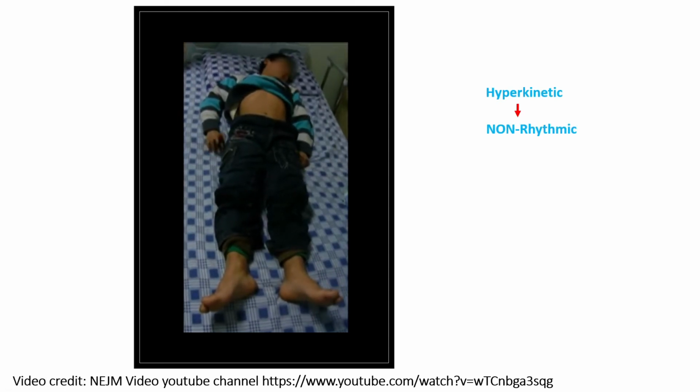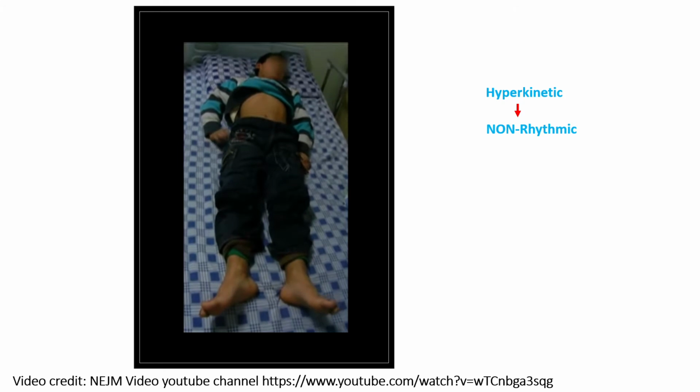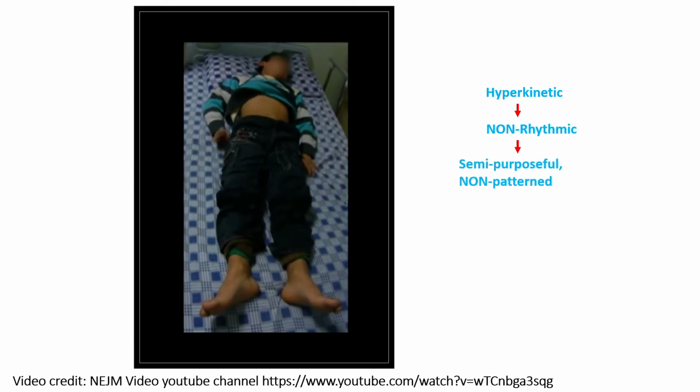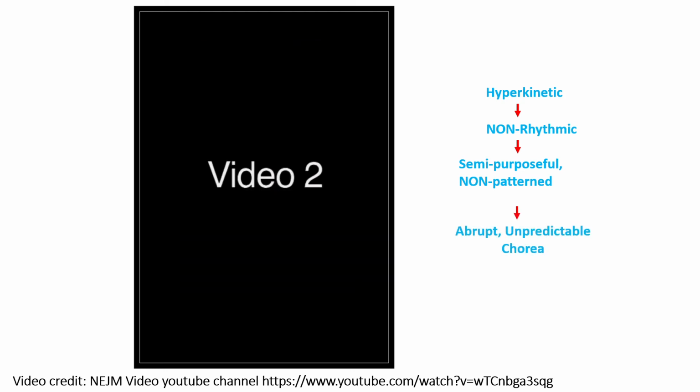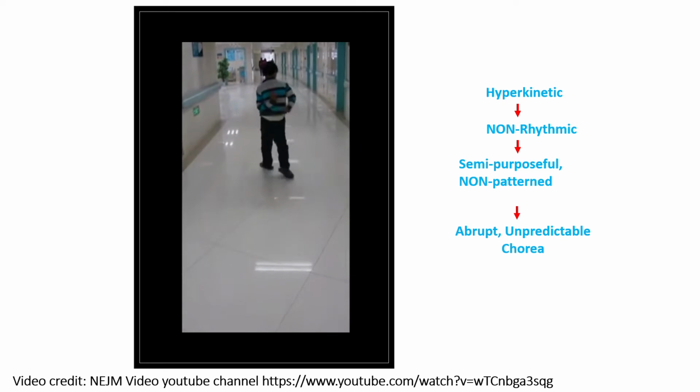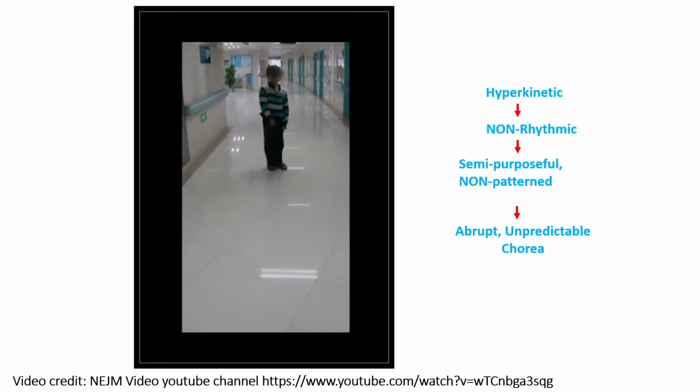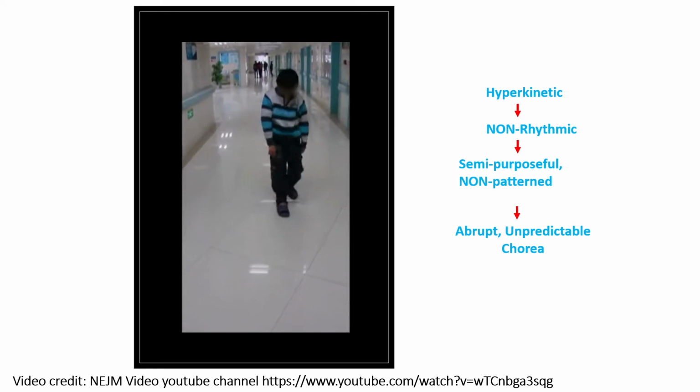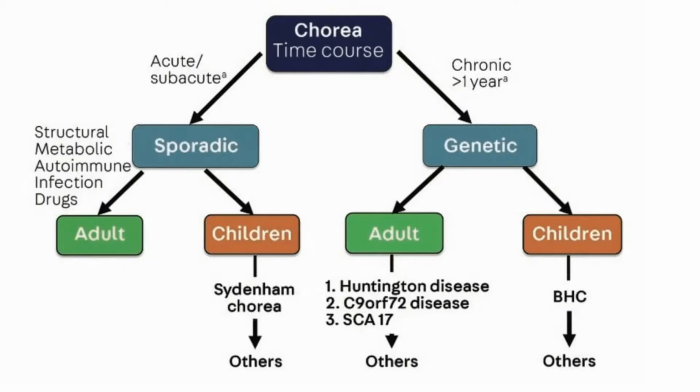Second, we see this is non-rhythmic. So now we're out. That is not tremor, not dystonia, right? Yes, they are semi-purposeful. Yes, they seem to be non-patterned, definitely. And in the video too, we will see that when the same patient is walking, again the movements are non-rhythmic, semi-purposeful, abrupt, and unpredictable. So this is nothing but chorea. So this patient is a chorea patient.